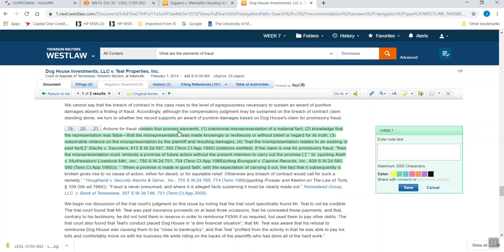So those are the elements of fraud in Tennessee. And my other one was the elements of negligence.